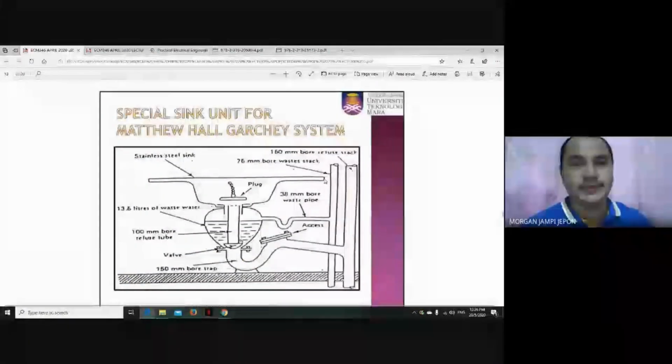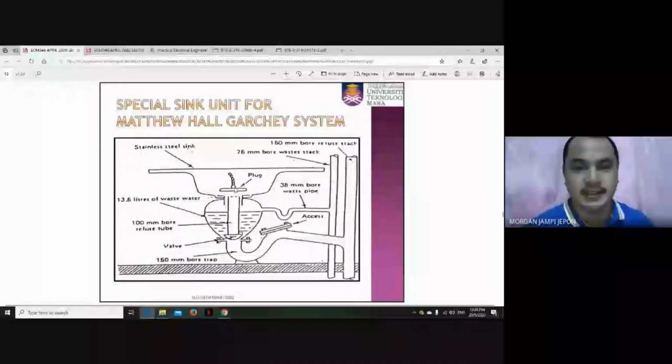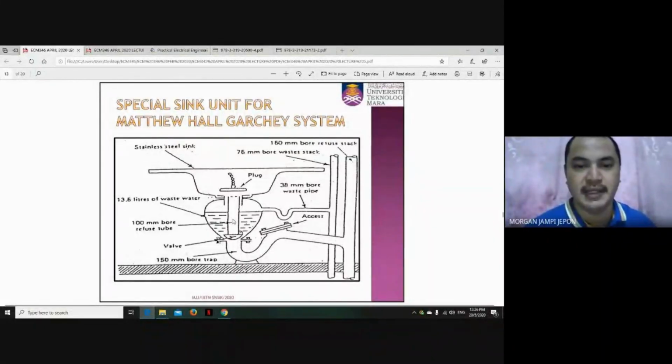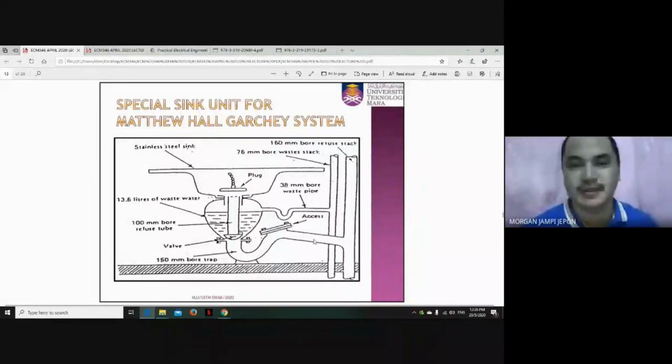So this is the special sink unit for Matthew Hall Garchi system. As you can see, it's using a special kind of sink. So it got a plug here. Yeah. So if we pull this plug, then we may place our rubbish, and definitely the kind of rubbish that we can dispose through this system is a soft rubbish, not hard rubbish like wood, stone, and plastic. All right, otherwise it will be blocked inside this piping system. Okay, or in other words, we can only dispose organic rubbish only.